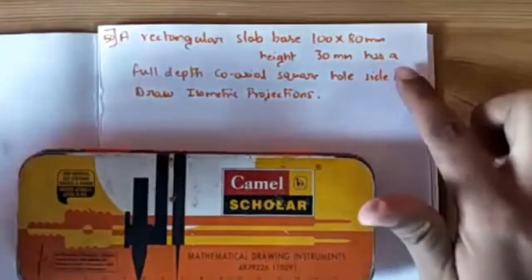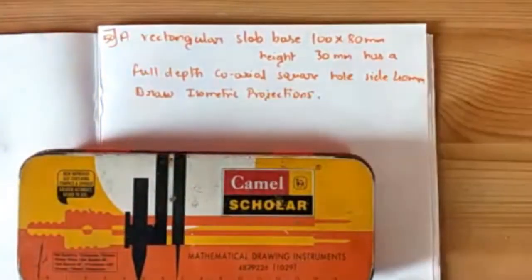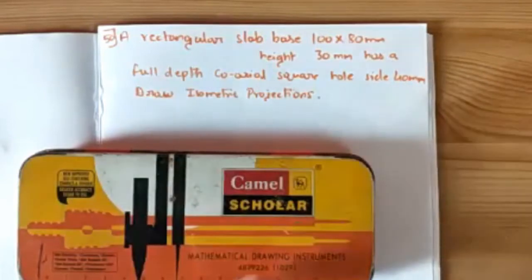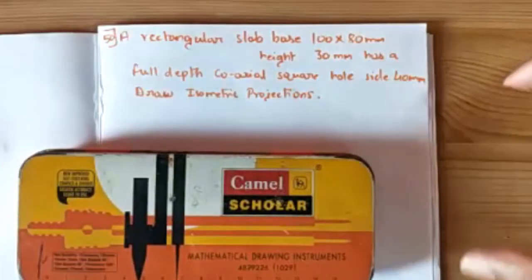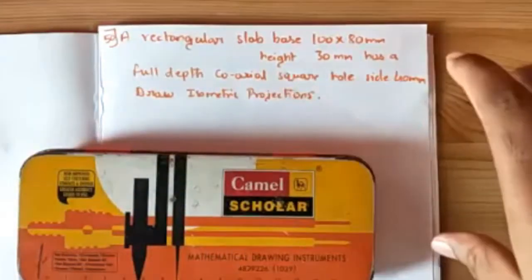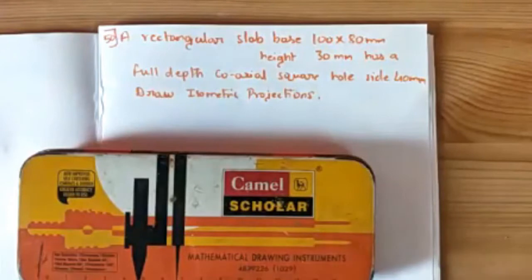In that, there is a full depth coaxial square hole. That means you are supposed to cut this box in the middle. How much you're supposed to cut? It is 40 mm. In the middle, you're supposed to cut a box of 40 mm and it should be throughout. The entire rectangle box is being cut throughout. That is a full depth coaxial square hole. There is a square hole throughout the full of this rectangular slab. So we'll be solving this problem.